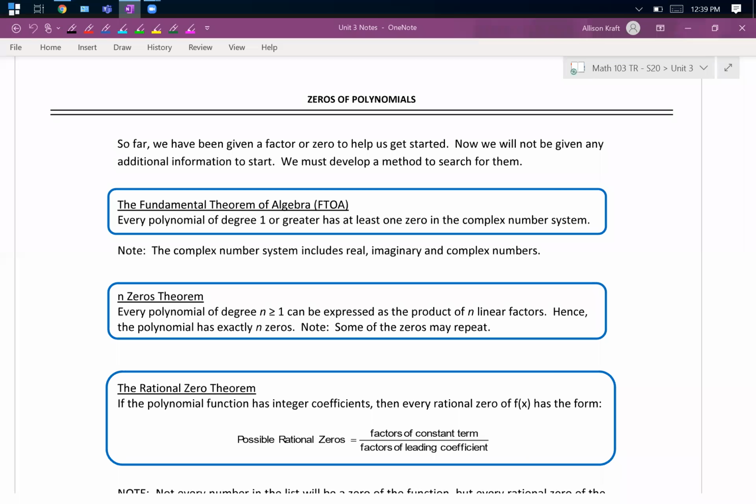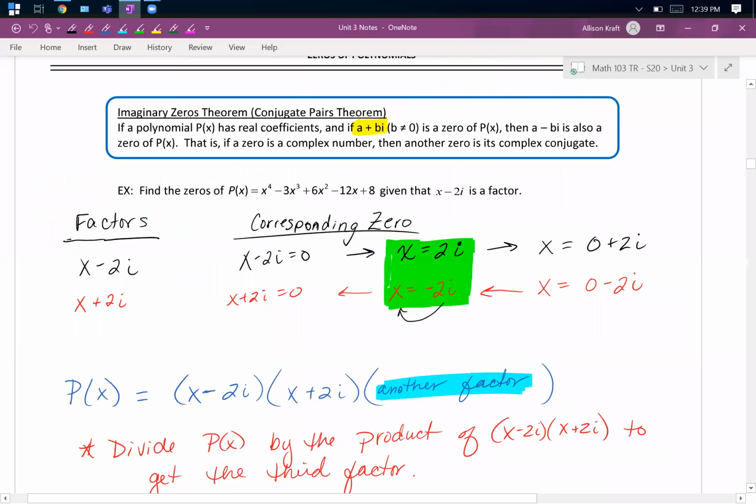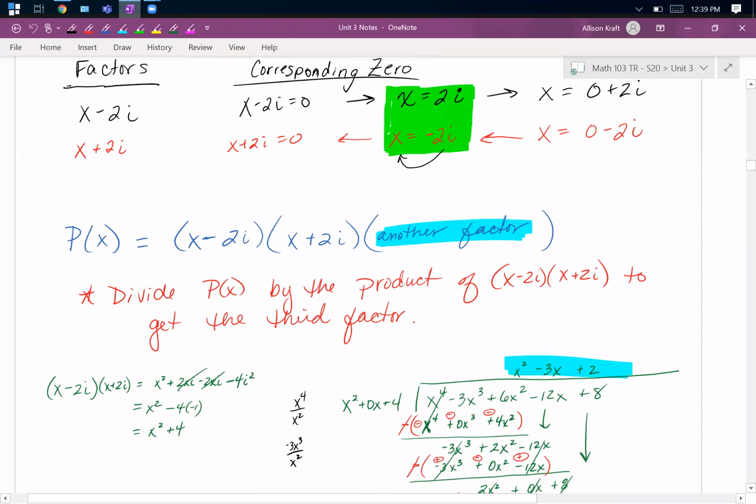We're continuing to talk about zeros of polynomials. Where we left off last time, 3 weeks ago, was talking about the imaginary zeros theorem, and we learned that our complex zeros always come in pairs.